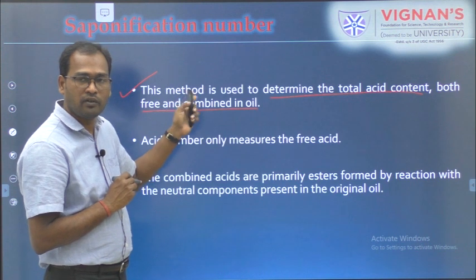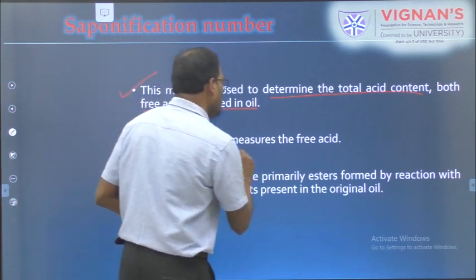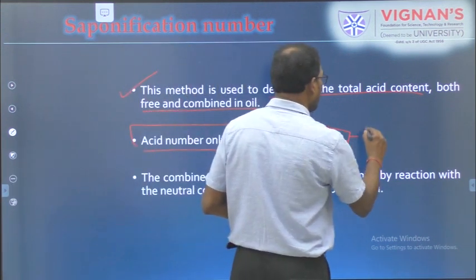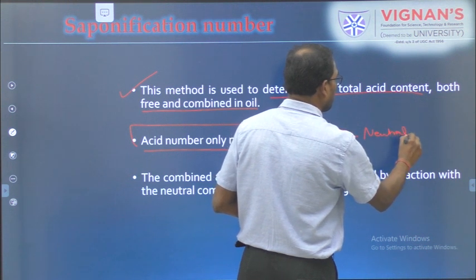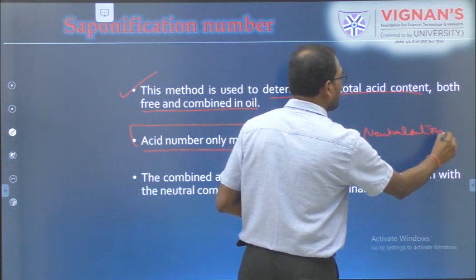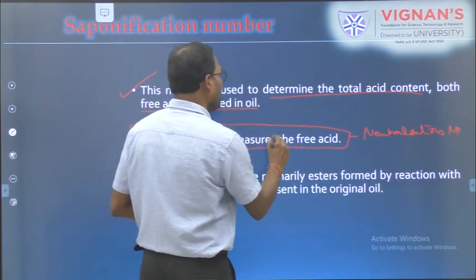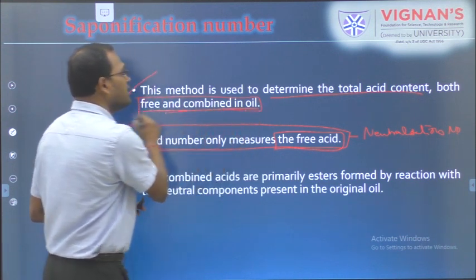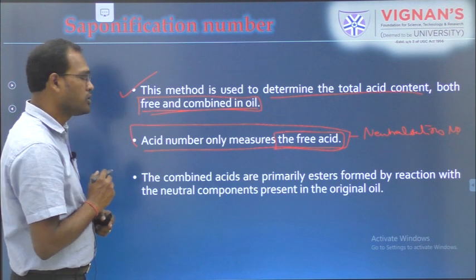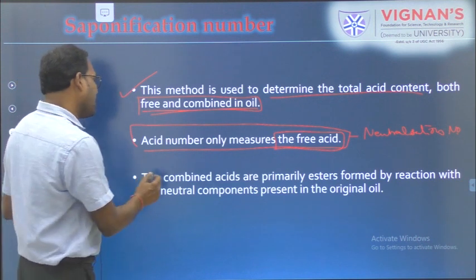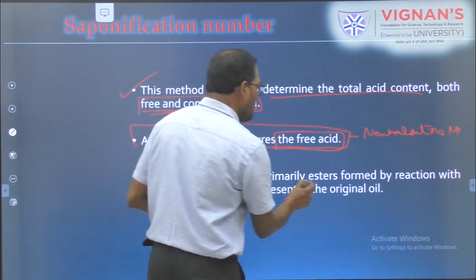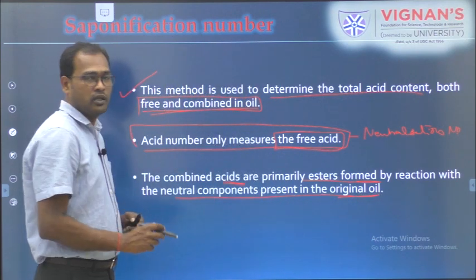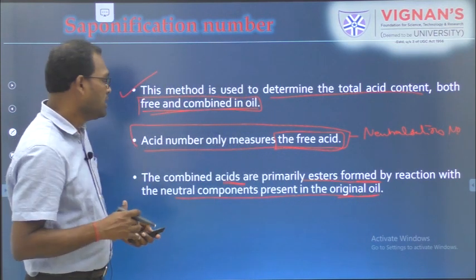Combined, as I said, means in the form of esters, and acid number only measures the free acid. If you remember, acid number is nothing but your neutralization number. So this neutralization number gives you only the free acid present, whereas saponification will give you the free acid and the sources of that free acid, which are in the form of esters. The combined acids are primarily esters formed by reaction with the neutral components present in the original oil. So that is the ester present in the oil.